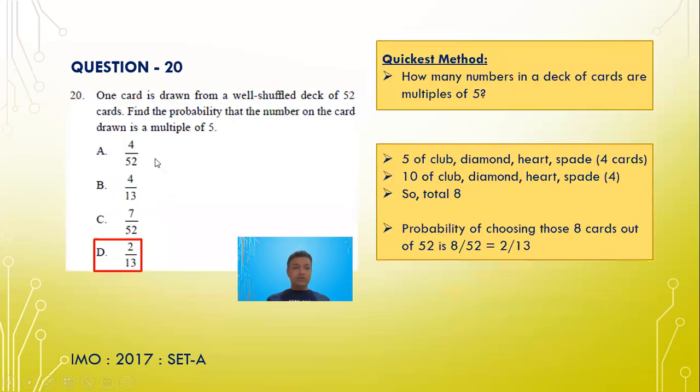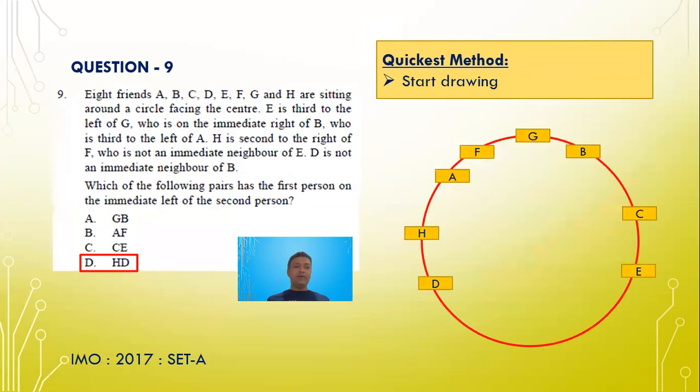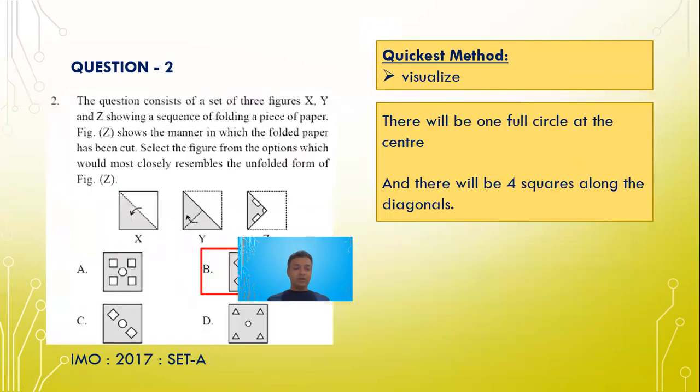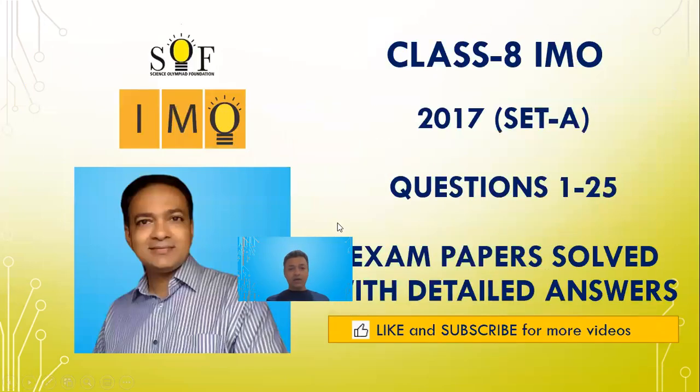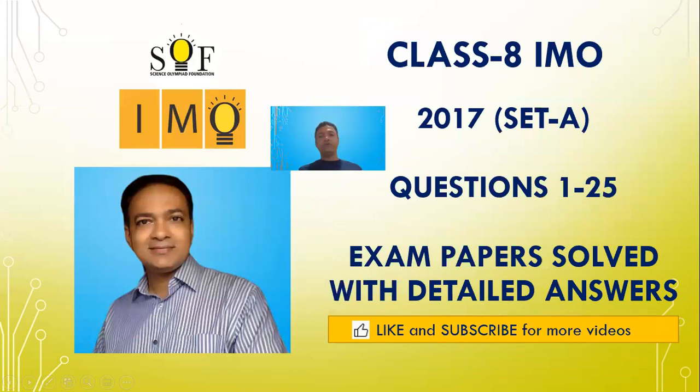1,20,000. So with this, students, again a very good question paper to solve to start with. We have arrived at the end of the first video for class 8 IMO exam paper 2017 set A, first 25 questions.